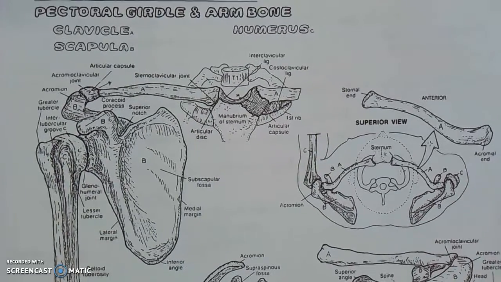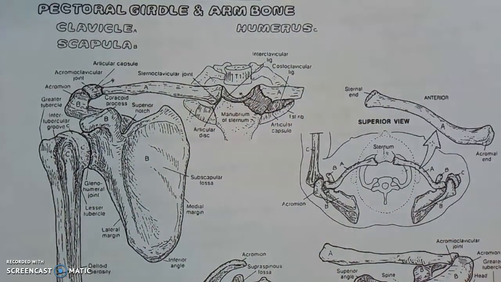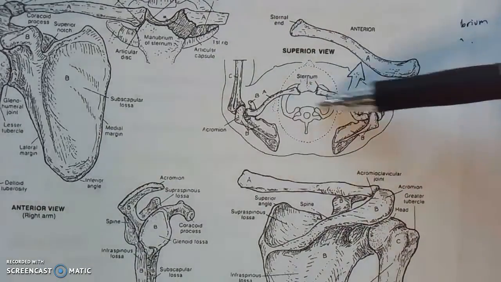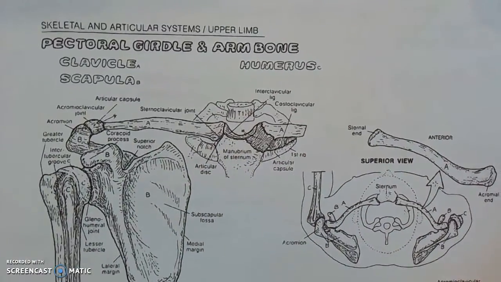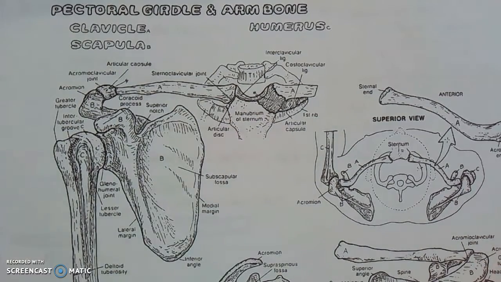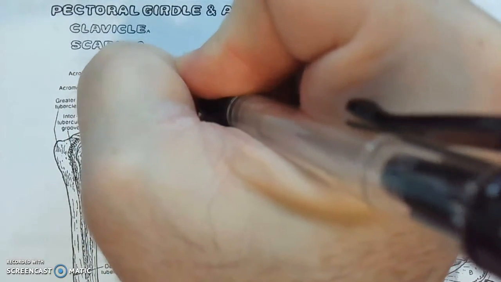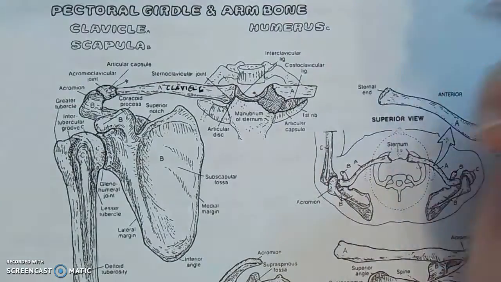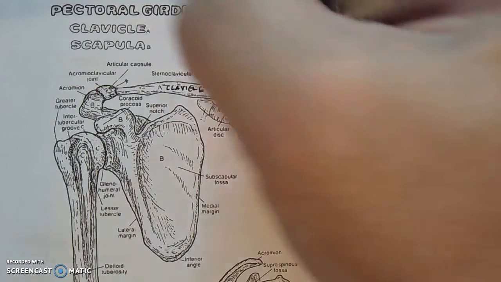So our diagram is actually going to have both the pectoral girdle and the arm bone, but we're going to just look right now at, here is an anterior view, a superior view, and a posterior and lateral view. So there's a lot of different views of this here. So with this diagram, we can see a couple things that we need to highlight. So right here is the clavicle. So you should know that bone. The sternoclavicular joint is right here.